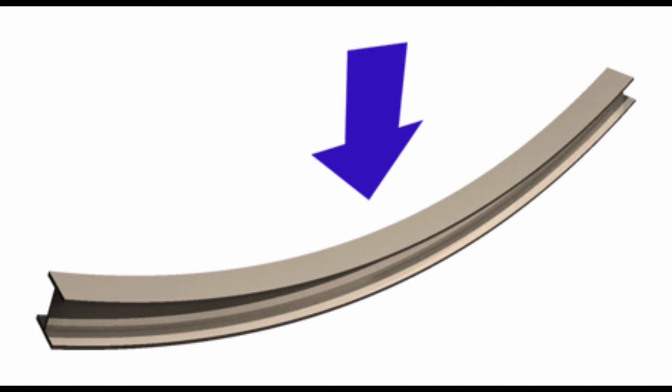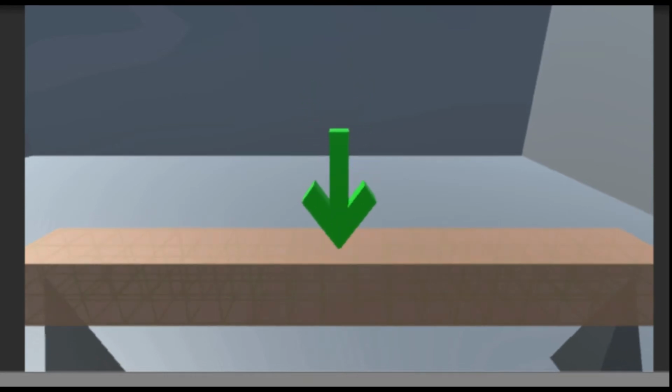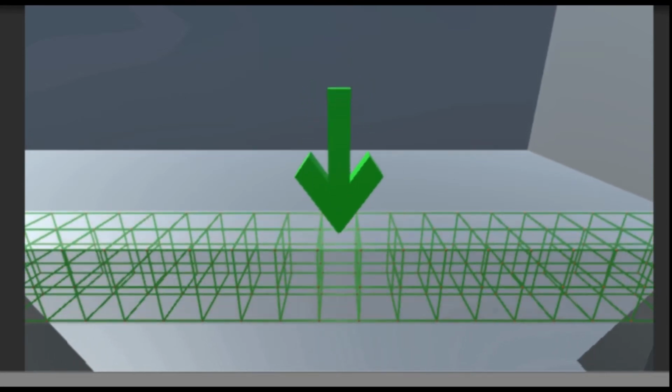In the last video, we introduced beam deflection and bending. Here, we will try to explain what's happening inside a beam when it bends. Suppose we have a very simple beam. It has a pin support on the left and a roller support on the right. When a vertical load is applied onto the beam, it bends.